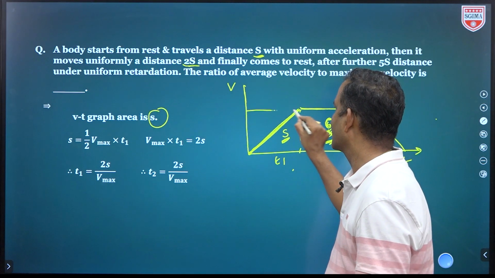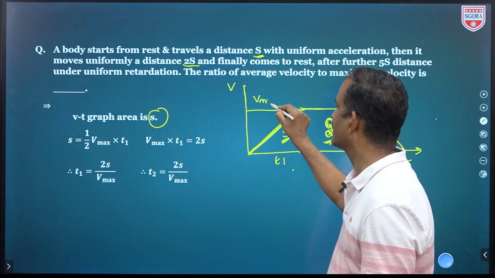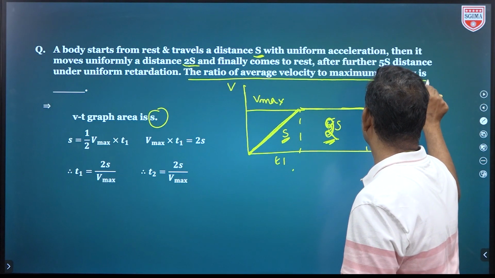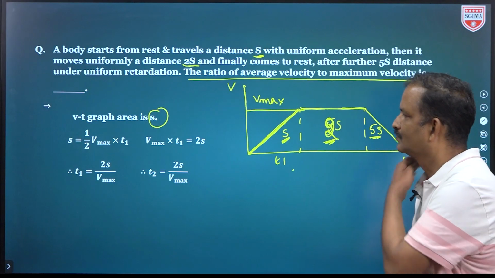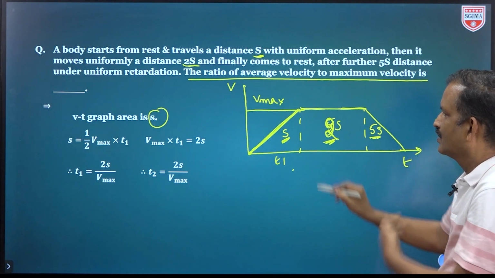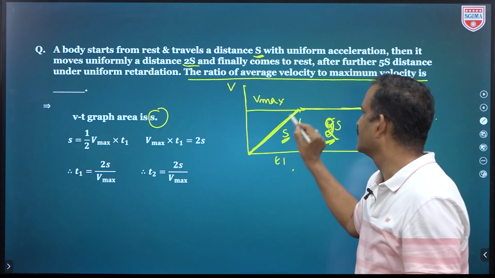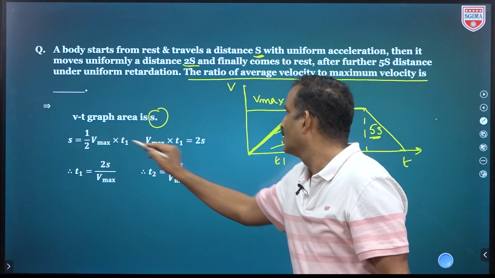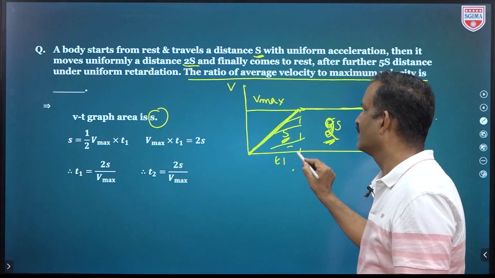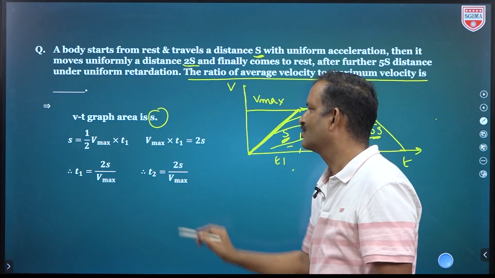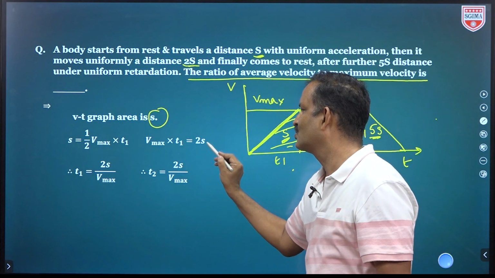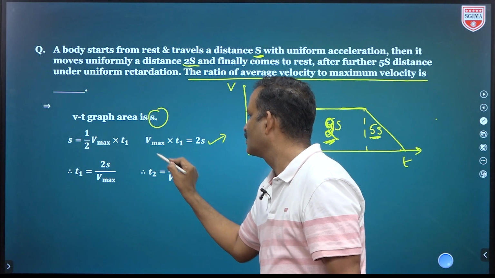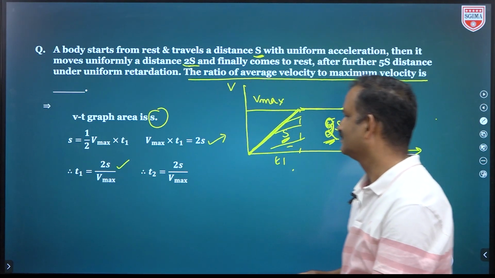Let us take this velocity as maximum velocity. They are asking the ratio of average velocity to maximum velocity. So this distance is equal to this area. This area is how much? Half into base is T1, height is V maximum. So V maximum into T1 is 2s. T1 is equal to 2s by V maximum.